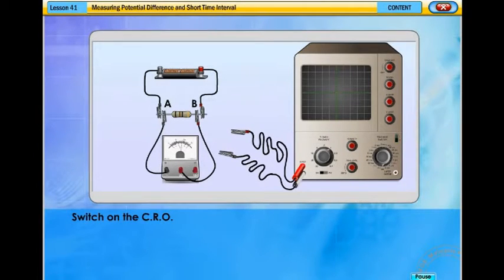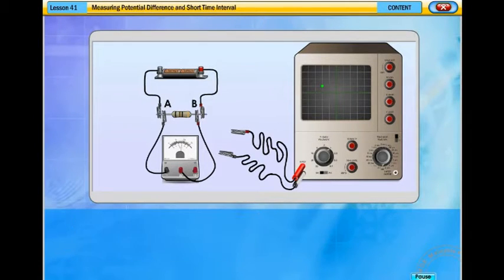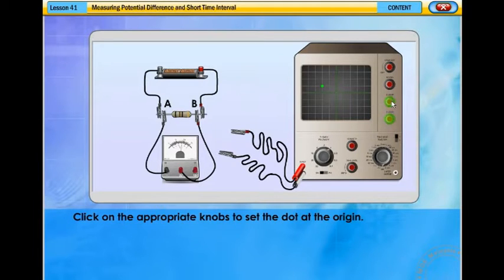Switch on the CRO. Notice that the time base is off and the green dot is not at the origin. What is the appropriate step that should be taken next? The green dot has to be adjusted to the origin first. Click on the appropriate knobs to set the dot at the origin.